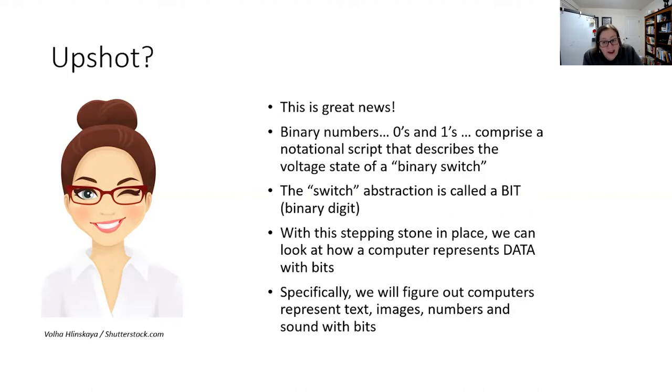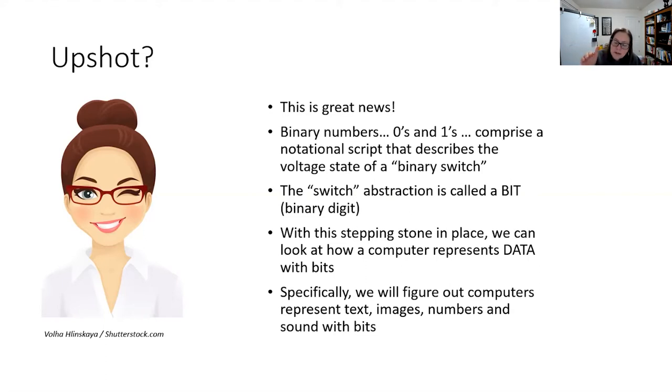I'm going to give up my idea of an abstraction, and I'm going to say, you know what? Let's call it a bit. A bit is one of those words that's a mashup. It stands for binary digit. And this is what we have to work with, and pretty much the only thing we have to work with, to represent all the different kinds of data that a computer can represent.